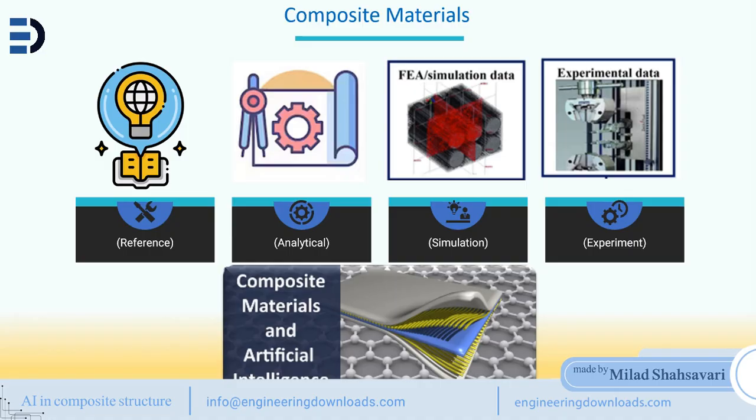Now, in recent years, artificial intelligence has been introduced to the world. Although AI has a much older history, its usage has significantly increased in recent times. It has entered the field of engineering as well, including the design and analysis of composite structures, which is the main topic of this educational content. So, we've introduced the four classical methods, and now we're going to explore the fifth method, using artificial intelligence algorithms for the design and analysis of composite structures.